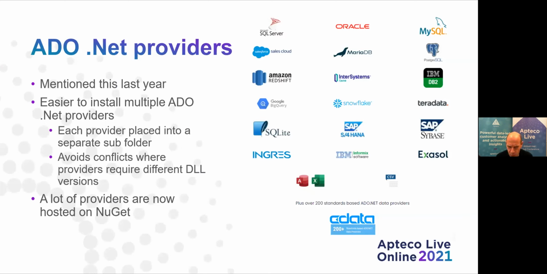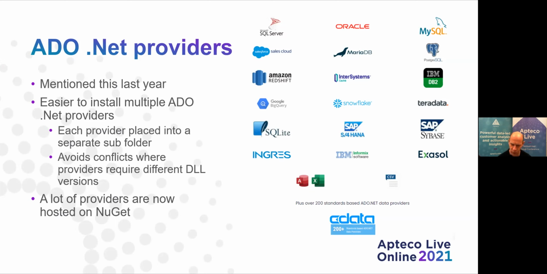The other thing I'm going to go through a little bit is these .NET providers. I spoke about this a little bit last year, but we're seeing more and more of these providers, these DLLs, being hosted on NuGet, which is a publicly accessible website which stores compiled binaries, compiled DLLs in a particular format. And so we're trying to make it easier to install multiple ADO.NET providers side by side. So we've been revising the instructions on the help pages to try and keep them up to date.